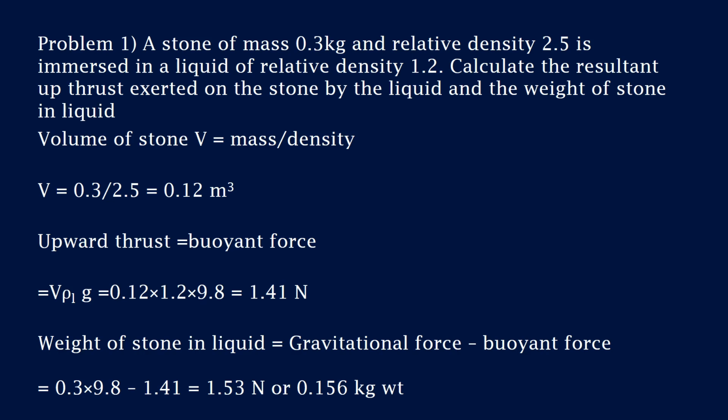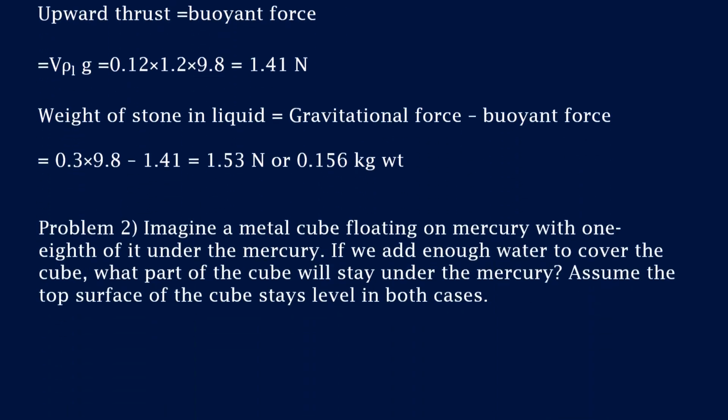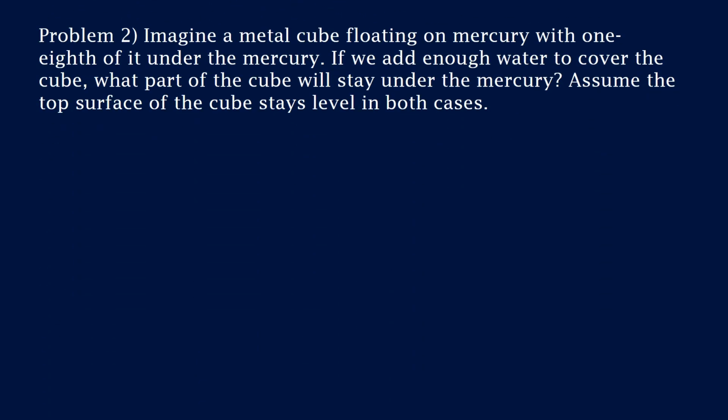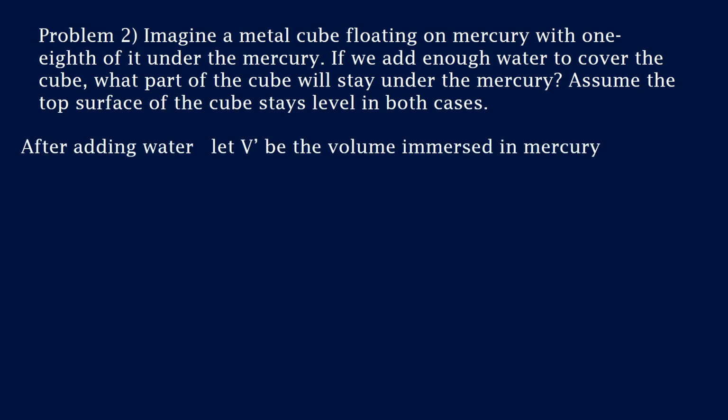Problem 2. Imagine a metal cube floating on the mercury with 1/8 of it under the mercury. If we add enough water to cover the cube, what part of the cube will stay under the mercury? After adding water, let V dash be the volume immersed in mercury, then V minus V dash is the volume of the object immersed in the water.